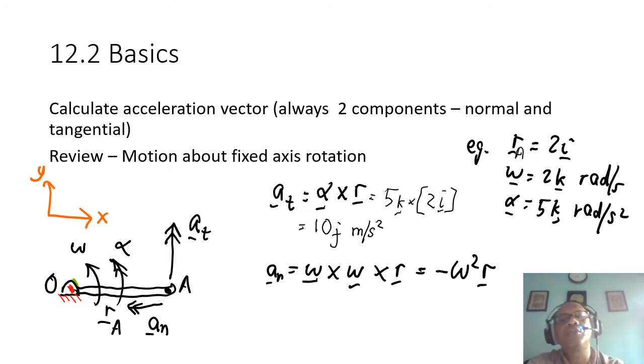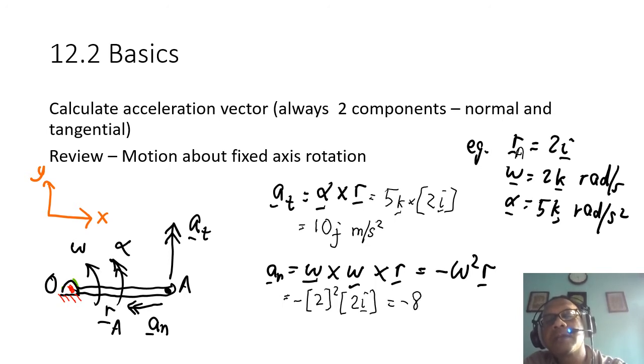And then we can find the normal acceleration. It equals omega cross omega cross R. And we can simplify this to minus omega squared R. This will help us not to carry out the vector operation. So we can use the simplified version, minus omega squared R. So let's see, what is omega? It's minus omega is 2 squared, and what is our R? R is 2i. Yeah, so minus 4 times 2 is minus 8, so it's minus 8i.